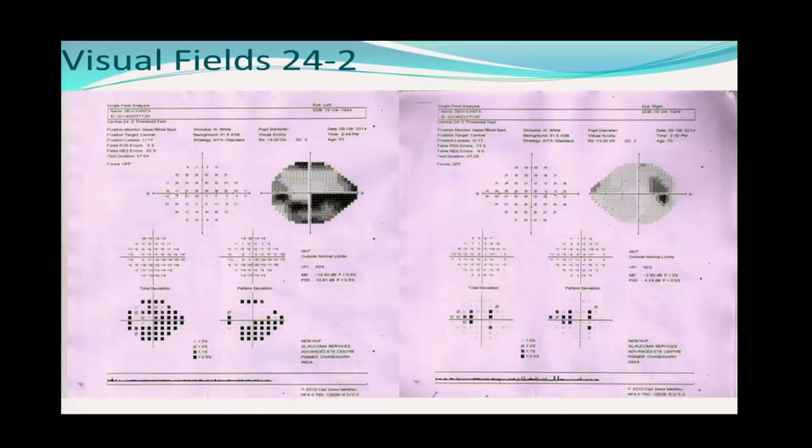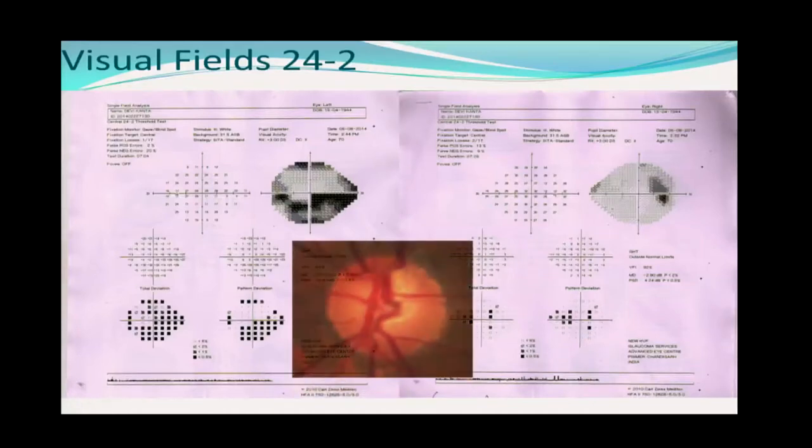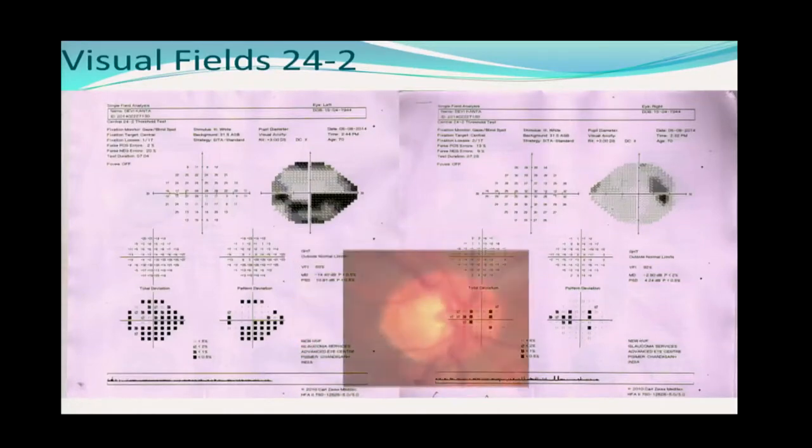Left eye, much more, because there's a superior defect, so you get the inferior arcuate scotoma, and the other eye was inferior defect, inferior thinning, and you are starting to get a superior arcuate scotoma. So I think the left eye is early, and this is kind of moderately to almost advanced glaucoma we have. Right? So that kind of correlates with this.